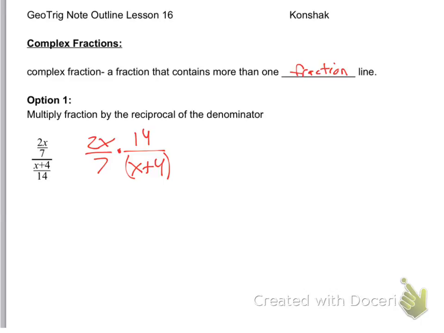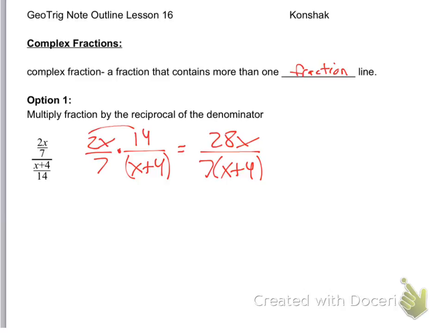Because there are 2 options. I can do the multiplication. We'll do that first. Then it just becomes 2 times 14, which is 28x over 7 times x plus 4. Would you guys agree with that? And then what I could do is I could distribute the 7. Now the reason I'm not is because I want to simplify this yet.